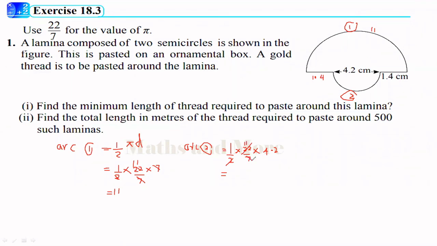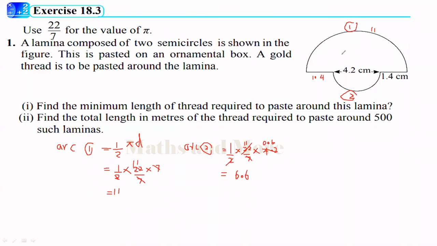7 into what? 42. 7 into 6, 42, but here 4.2 is there. Here there's one decimal place, so separate one decimal place. Then you have to write this as 0.6. Okay, 0.6. Now 6 into 11, 6 into 1, 6. But there's a decimal place, so separate the decimal place. This gives 6.6.